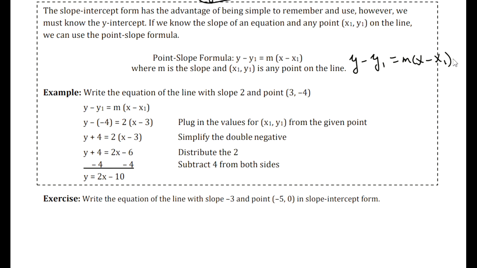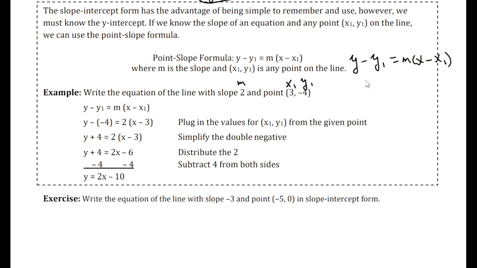So for this next example, we have a slope of 2 and a point (3, -4). That is not the y-intercept because x is 3, it's not 0. So since it's not a y-intercept, it becomes more difficult to use y equals mx plus b because we don't know b directly. So instead of using the slope-intercept form, y equals mx plus b, we'll use the point-slope formula.